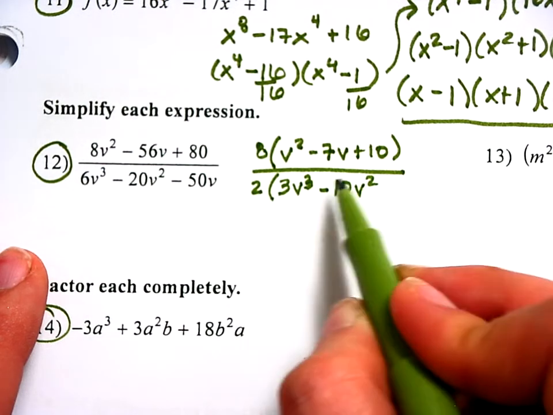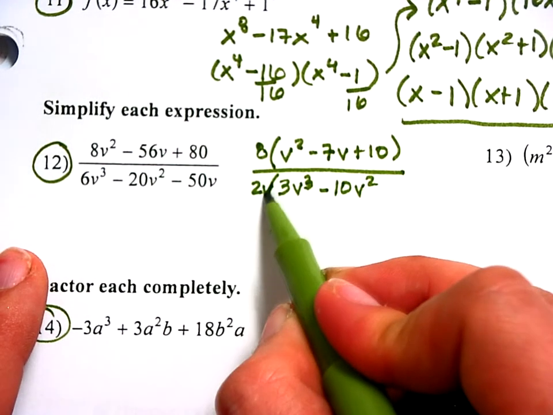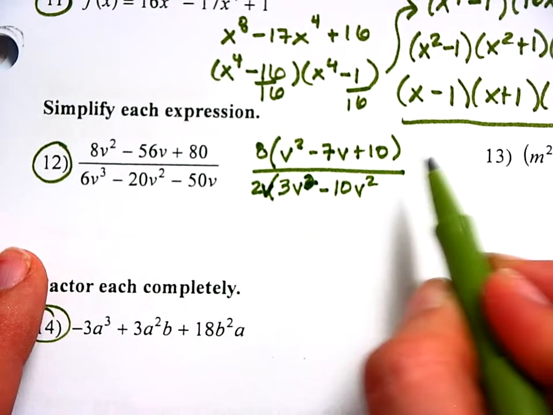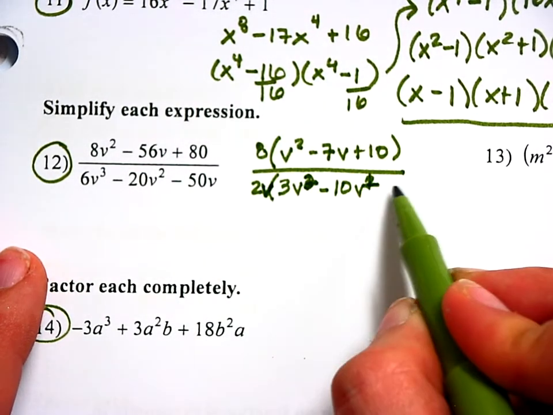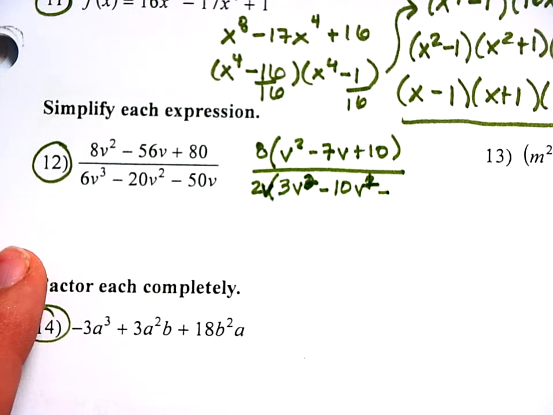Oh, and you know what? We could factor out a v too. So I'm going to write a v here. So this is going to make this squared. This is going to make this to the first power, and then this is going to be subtract 25.